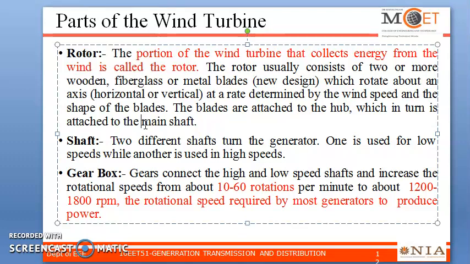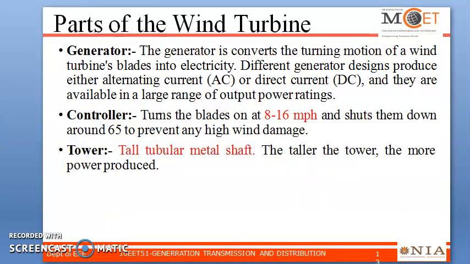Other than that, the gearbox additionally provides 1200 to 1800 revolutions per minute to the rotating blades, because the blades provide only 10 to 60 rotations per minute. It is a self-starting machine. After that, the wind blowing will be continuous, and this process will be continuous; otherwise it will be stopped. So the gearbox is a necessity to rotate the blades in this horizontal axis.